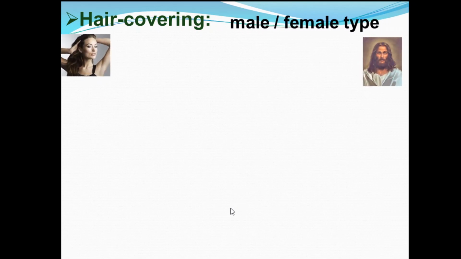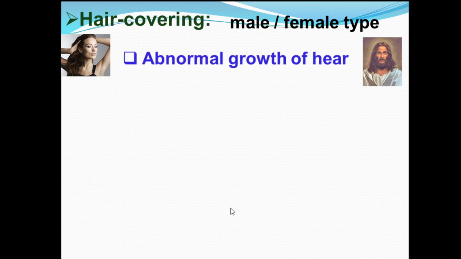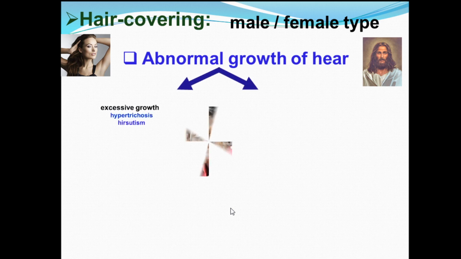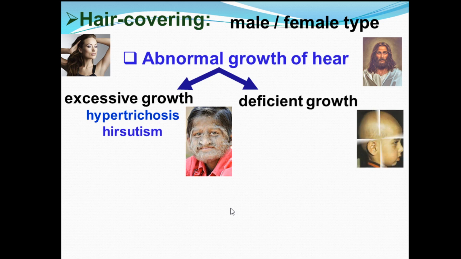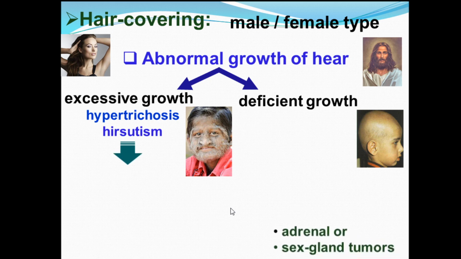Hair covering, as I said, depends on sex and is assessed as male or female type. But in some pathology there may be abnormal growth of the hair. It may be excessive, we are talking about hypertrichosis or hirsutism, or the opposite, deficient growth, which may be diffuse or local.